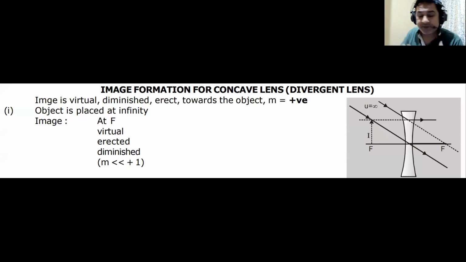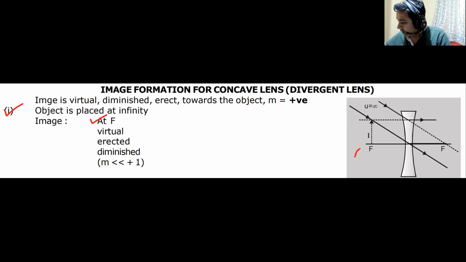Well then, we move ahead. We are done with the converging lenses. Now it's my duty to move on to the next type of lens, and the next type of lens is a divergent lens or a diverging lens, concave lens. Again, here we only have two positions. Position number one is when the object is placed at infinity, real object placed at infinity. What happens? Image is formed at F.